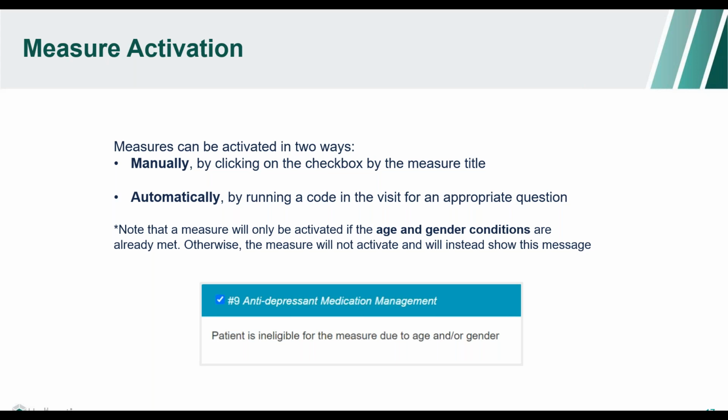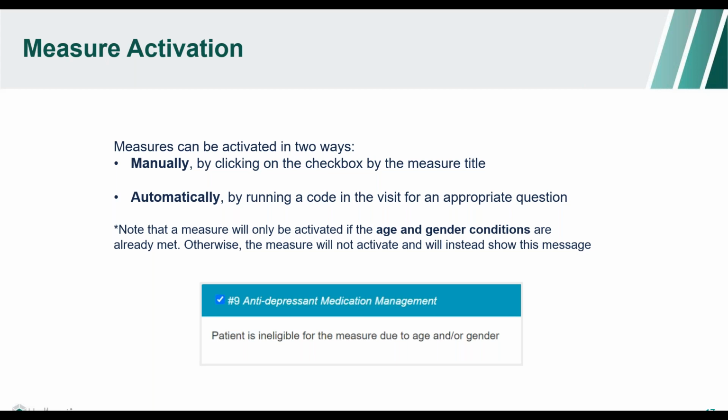I do want to make note that if the patient does not meet the age or gender requirements, even if they do have subsequent eligible criteria based on the measure, that patient hasn't truly met all eligibility criteria, and will not get activated. And then we will not be displaying that visit for the patient.